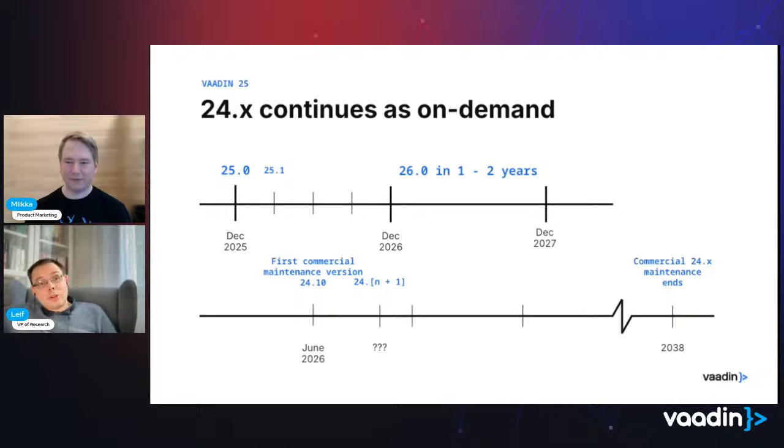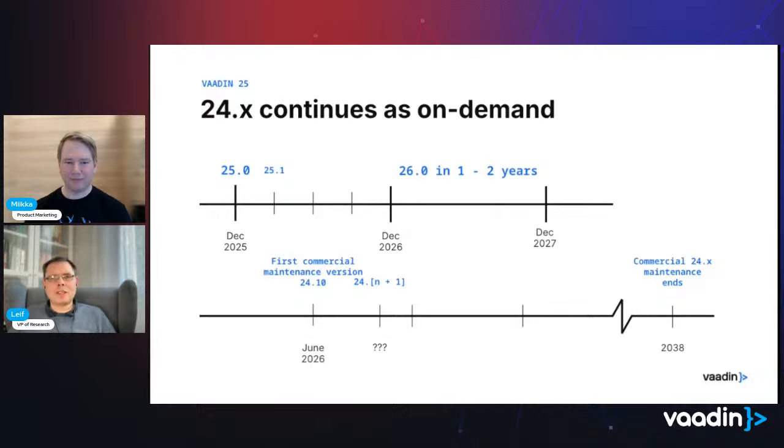Looking further into the future, like with previous Vaadin long-term support versions, we are committed to maintaining Vaadin 24 for a total of 15 years since the initial release. So that's 2023 until 2038. There will be many minor releases along that way.